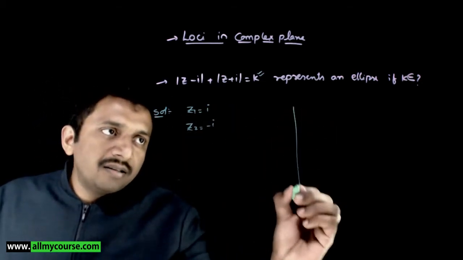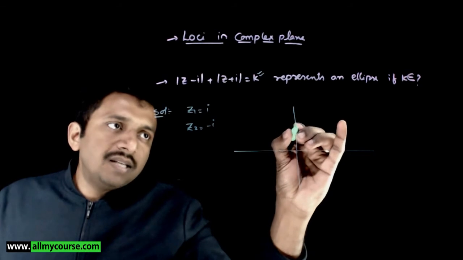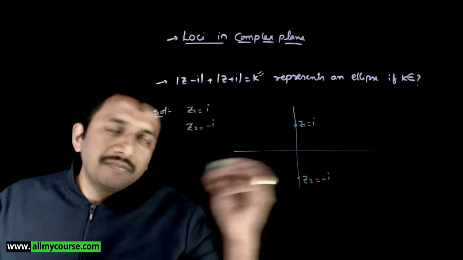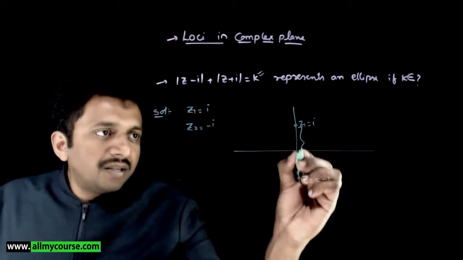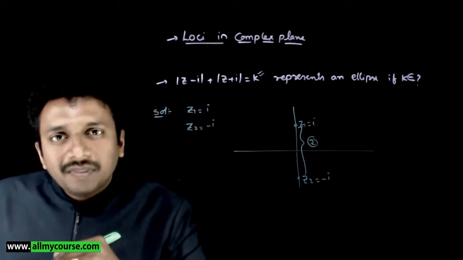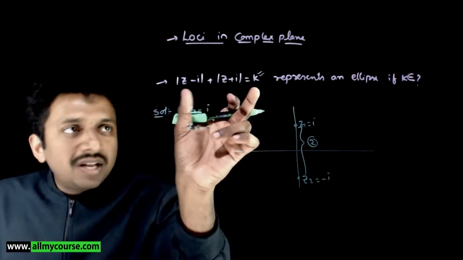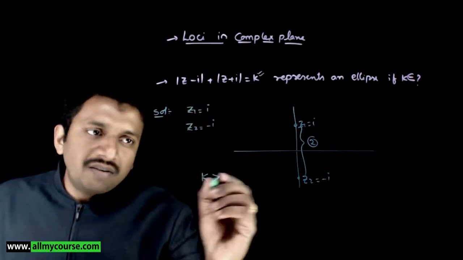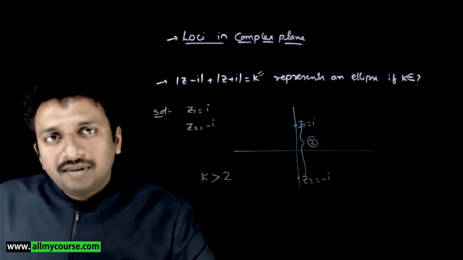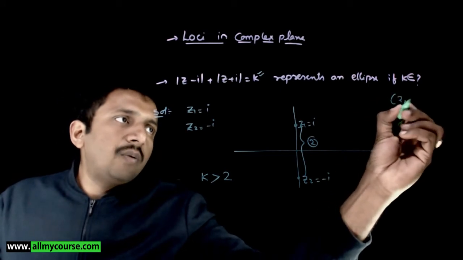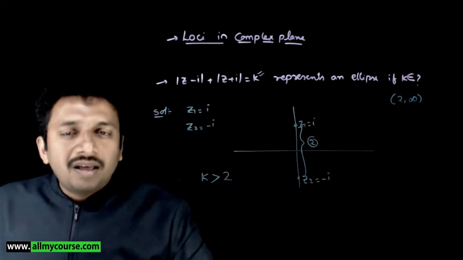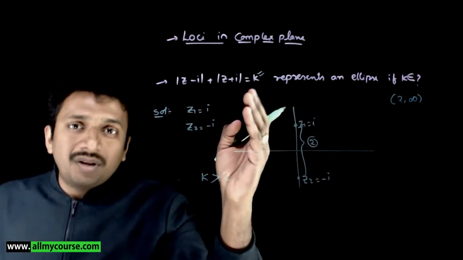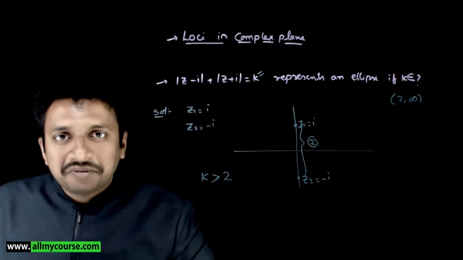So if you take the Argand plane, z1 is i and z2 is minus i. And obviously the distance between them is equal to 2 units, right? So if this equation has to represent an ellipse, my k has to be greater than the distance between z1 and z2, which is 2. Hence, k has to belong to the interval 2 to infinity. If k is any number greater than 2, this represents an ellipse.